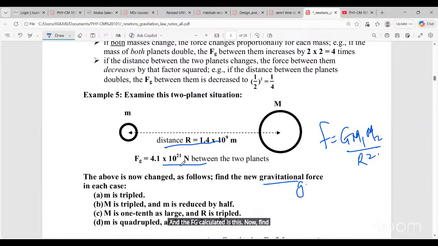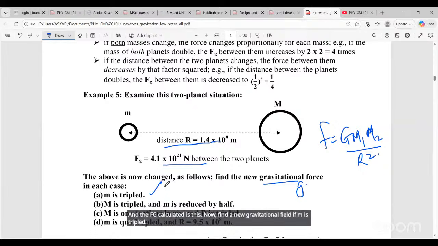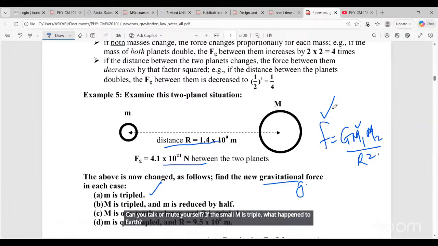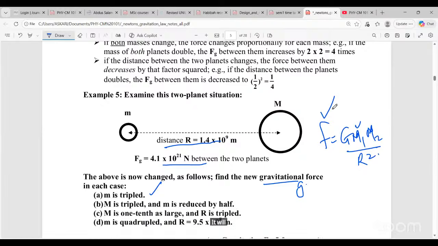Now find the new gravitational force if m is tripled. If the small m is tripled, what happens to F? It will increase, F becomes bigger. It will increase by 3, because they are directly proportional to the mass. Now the second one: the capital M is tripled and the small m is reduced by half.